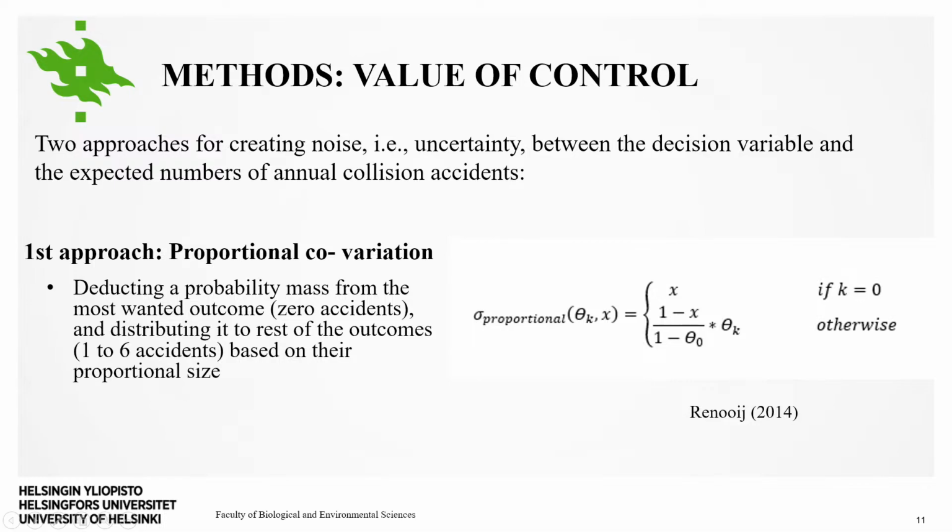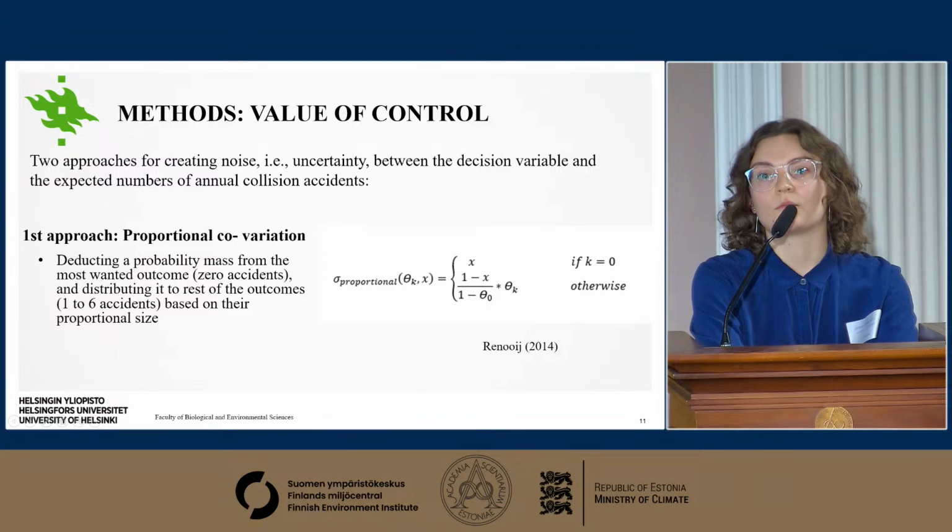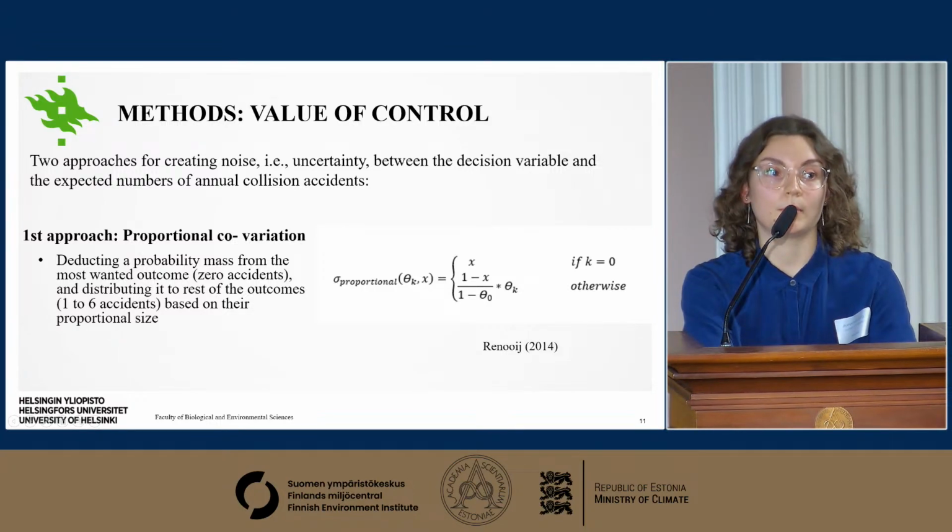So the first approach is the proportional covariation method, and it deducts the probability mass from the most probable option, which in this case is 0 accidents, and then allocates it between the other scenarios, which are 1 to 6 accidents per year, based on their proportional sizes. So with this approach, it distributes the probability mass mostly to 1 accident per year, because proportionally it is the more probable outcome to happen. What I wanted to do is look at the effects of no control on value of information. So this does not approach no controllability, because we still have some information in the probability distribution.